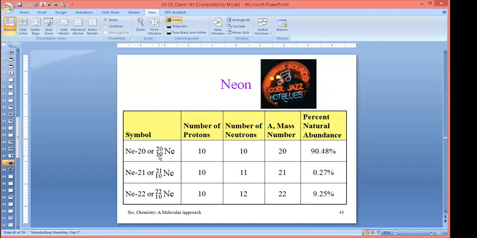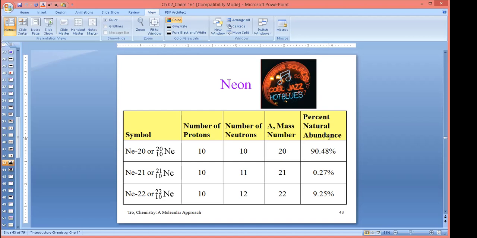Okay, so for neon, for example, neon has 10 protons, the 10th element. Then how many neutrons it has will determine the mass. So 10, 11, and 12 are the three that exist. So your mass then is 10 plus 10, 10 plus 11, or 10 plus 12, giving you a mass of 20, 21, or 22. But these show up in different abundances.